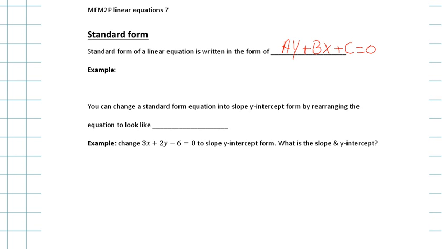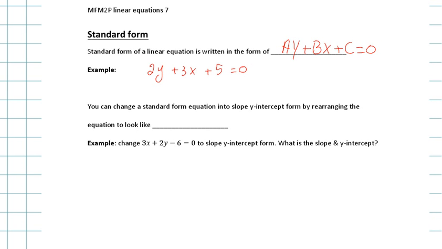So I'm going to give you an example. So if I have 2y plus 3x plus 5 equals 0. Okay? That's a standard form. That's an equation of a line, but it's in standard form, not in slope y-intercept form. The standard form is not useful at all, but they would give it to us sometimes.